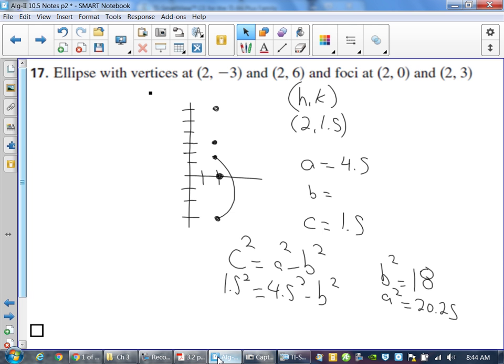So your final answer then becomes X minus 2 quantity squared over 18 plus y minus 1.5 quantity squared over 20 1/4 is 1. All right, set that up.